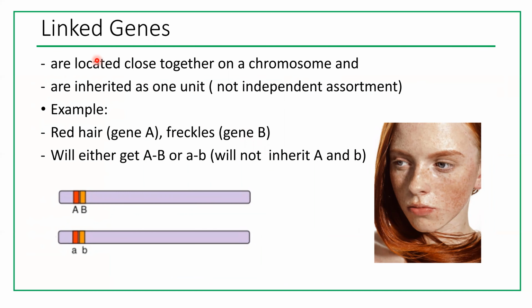Linked genes are located close together on the chromosomes and inherited as one unit. So these linked genes are not inherited by independent assortment. For example, red hair and freckles, because they are located so close on the chromosome, most people will inherit both red hair and freckles, right? Or have none of this. So linked genes are inherited together. That's why we call them linked.